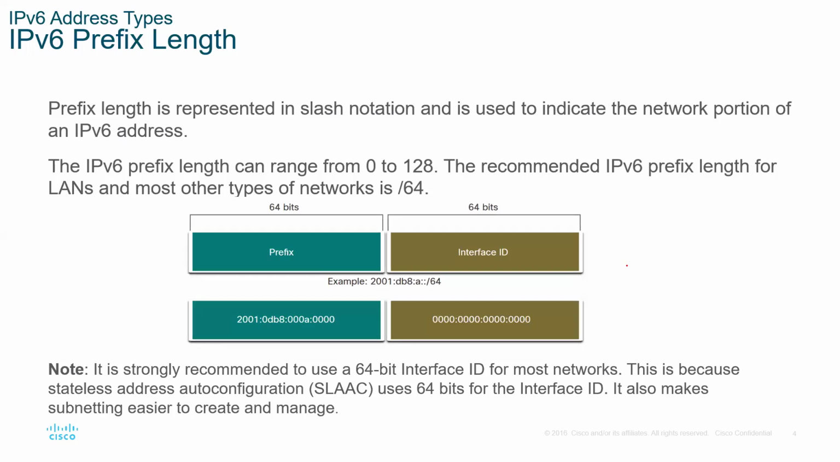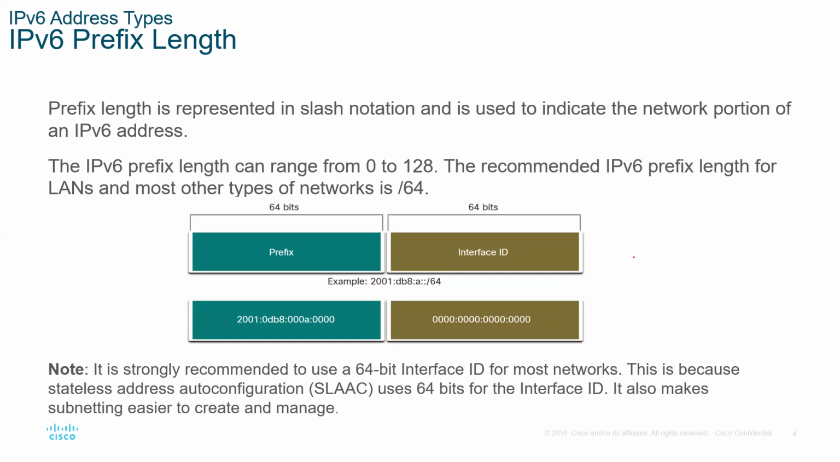Okay, now how about the prefix length? Remember, we said that IP version 6 is 128 bits long. In IP version 4, we know we have what we call the network portion and the host portion of the IP address. So the prefix length in IP version 6 is represented in this slash notation and is used to indicate the network portion of the IP version 6 address.